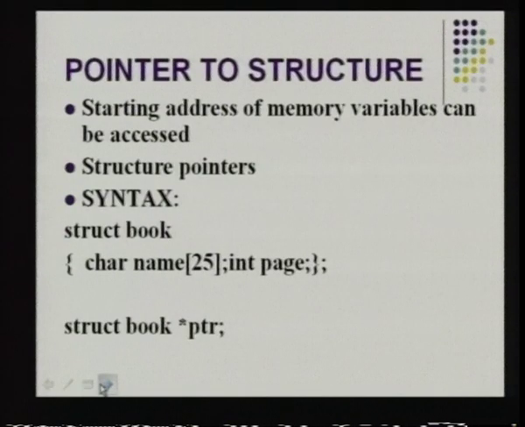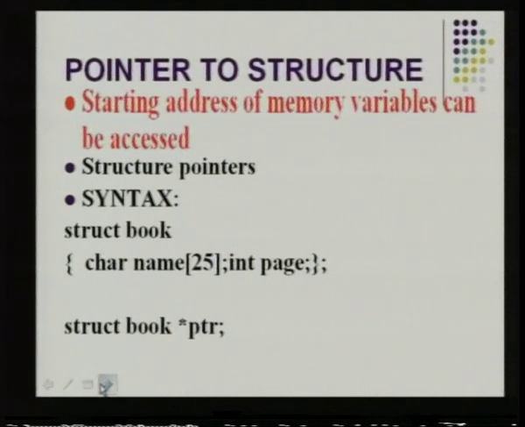Next, we go into the concept of pointer to a structure. This is how you access the members of a structure using pointer variables as well. Here the starting address of the memory variable can be accessed. Now, this is just similar to an array. An array is also considered a pointer variable, because the name of the array itself holds the address of the first variable of the array. That is the same concept used here. The starting address of the memory variable is accessed.